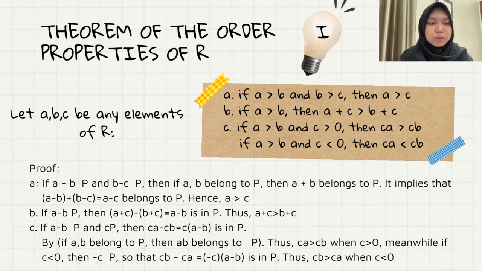First, the first proof: if a minus b is in P and b minus c is in P, then if a, b belong to P, then a plus b belongs to P. It implies that (a minus b) plus (b minus c) equals a minus c.